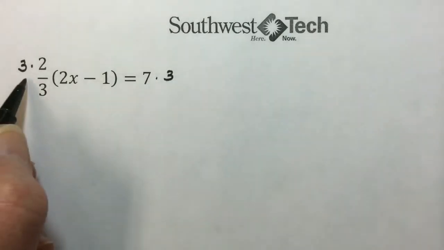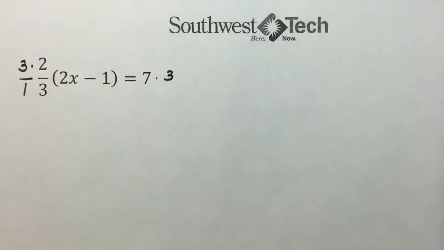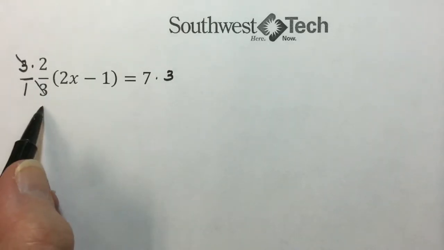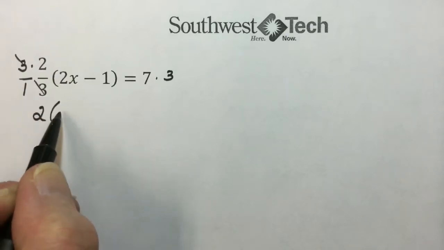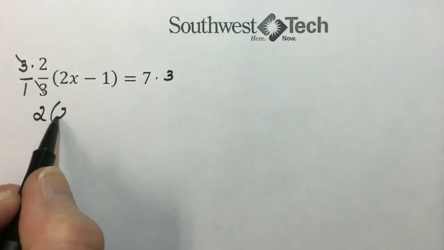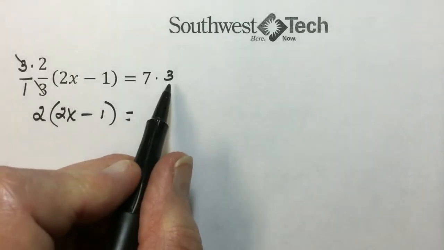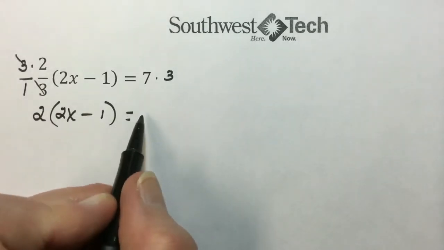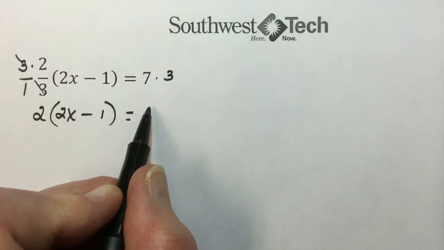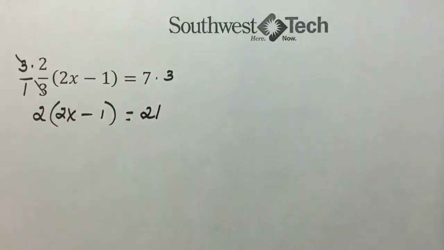It is 3. To see how that simplifies, I'm going to put a denominator of 1. The 3's cancel out, leaving 2 times the quantity in the numerator of 2x minus 1, and simplifying on the right with that multiplication property of equality, both sides being multiplied by 3, leaves us with a 21.